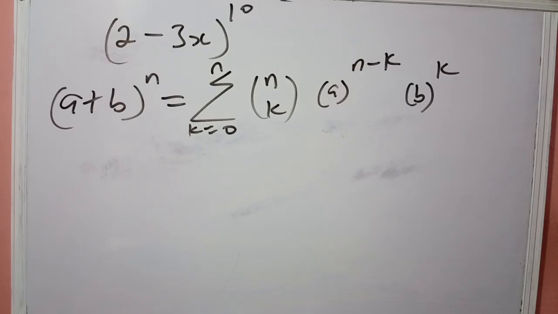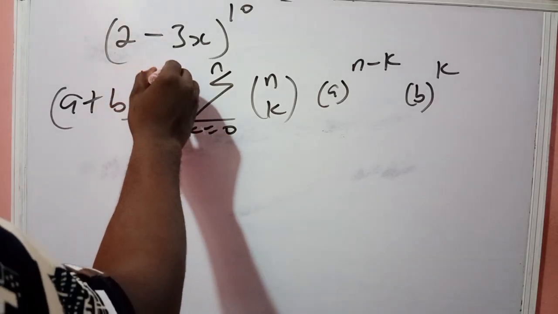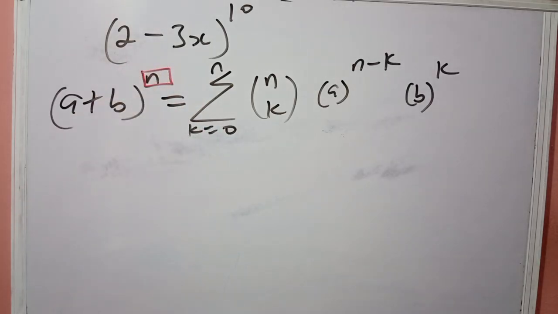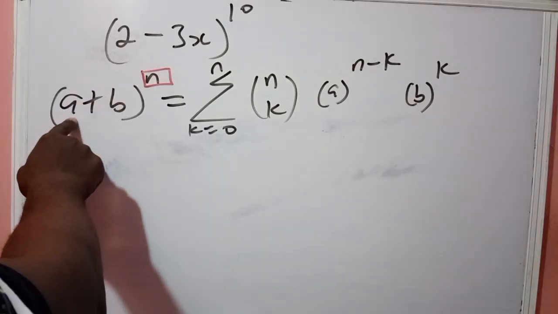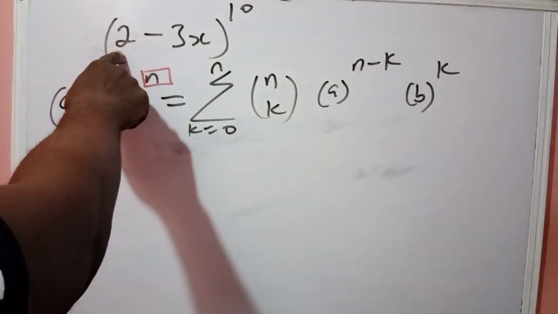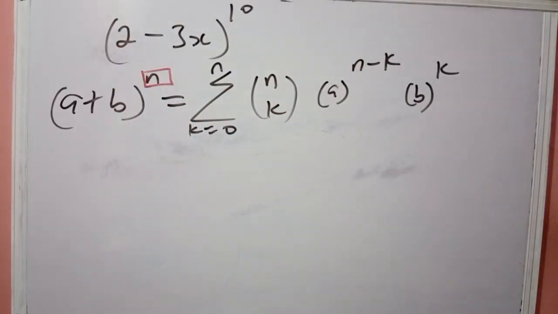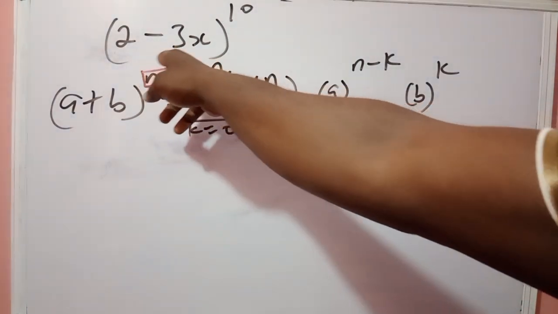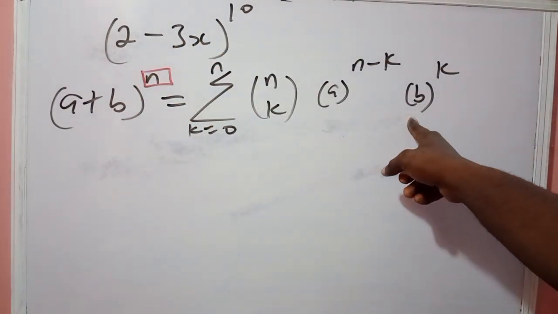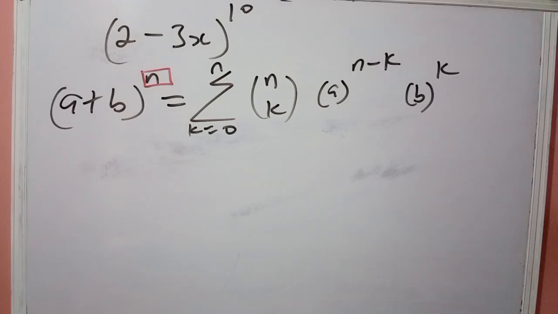And to understand everything we're dealing with here, number one, the n value here is the power of the expression. So n here signifies the power of the expression. In this case, your n was 10. Now, the a value here obviously is the first term in the expression. So in this case, if we were solving this particular question, your a here will be 2. And your b is the second term of the expression. In this particular case, it would have been minus 3x if you were solving that particular expression.